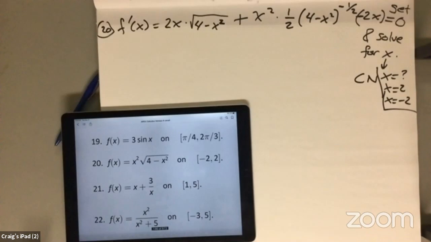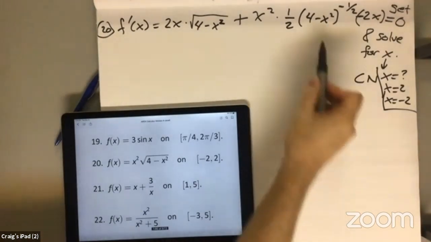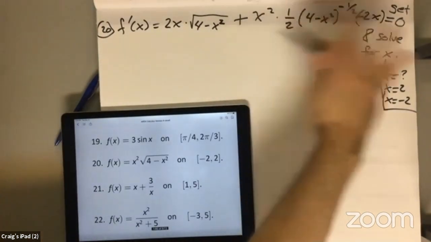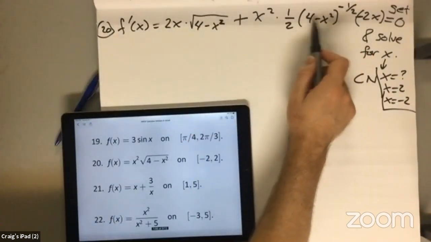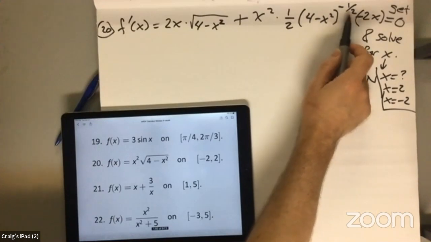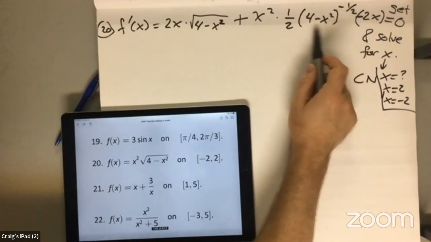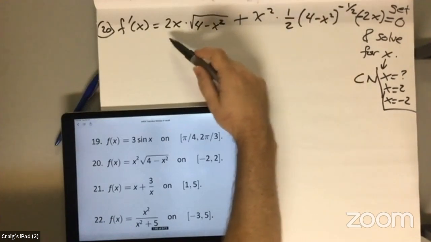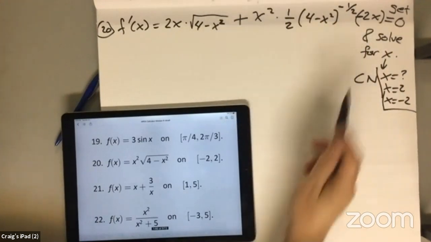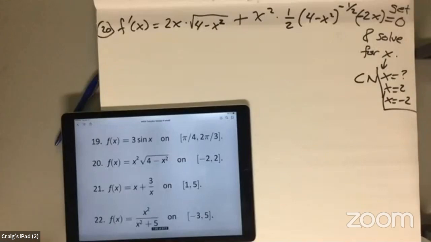So it's a bunch of algebra, the same sort of algebra as before. You're going to move this one to the other side. You're going to multiply both sides by 4 minus x squared to the 1/2 power, because this is in the bottom, really, with the negative exponent. When I multiply both sides by it, it will eliminate that, and then you're just going to have a quadratic to solve. So it's very similar to the last one, you just don't have the graph to look at. Okay, so that's number 20.